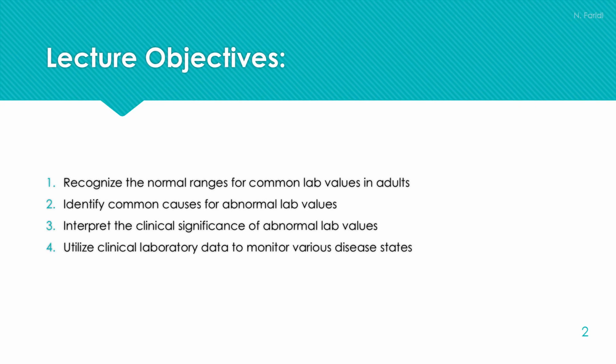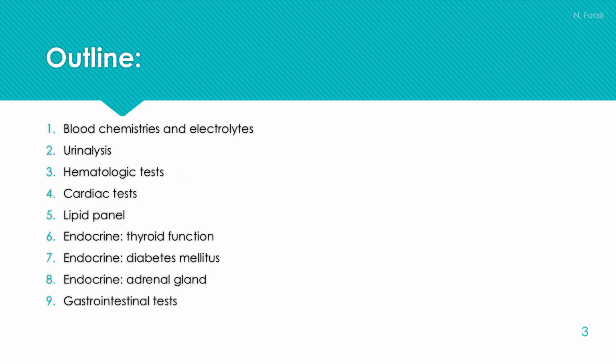Here are today's lecture objectives. We will focus on recognizing the normal ranges for common lab values in adults, identify common causes for abnormal values, interpret the clinical significance of abnormal lab values, and utilize clinical laboratory data to monitor various disease states. Here is the outline for today's presentation.